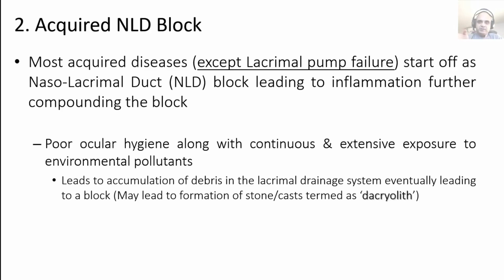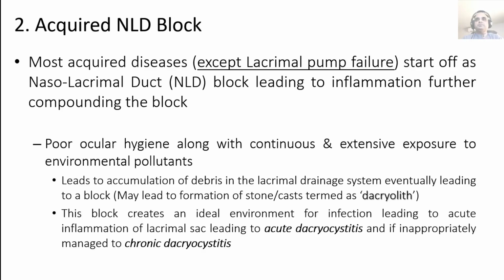Because the surgery is done all right, the patient goes back into a very similar environment and gets a block again. So this block again creates an ideal environment for inflammatory processes and infections to take place, because it's a mucus lined passage. It's full of debris, it's full of mucus. Even the tears that are supposed to drain are not draining properly. It produces an ideal environment for infection to occur, and that infection is an acute dacryocystitis. And if inappropriately managed, and even if appropriately managed, the infection occurs again and again, it becomes a chronic dacryocystitis.